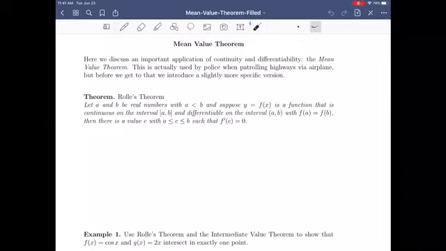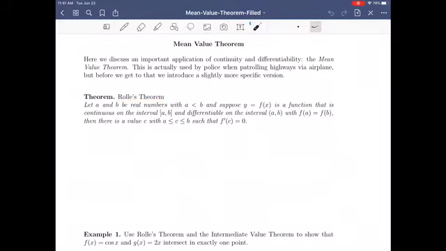In this video, we're going to discuss an important theorem in mathematics, or in calculus in particular, called the mean value theorem. It's an application of continuity and differentiability. It uses the intermediate value theorem, and a more specific version of it is where we're going to start, and this is called Rolle's theorem.